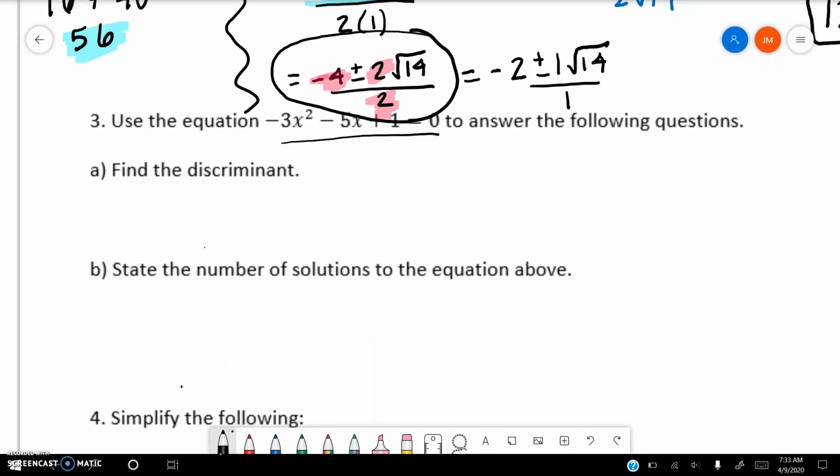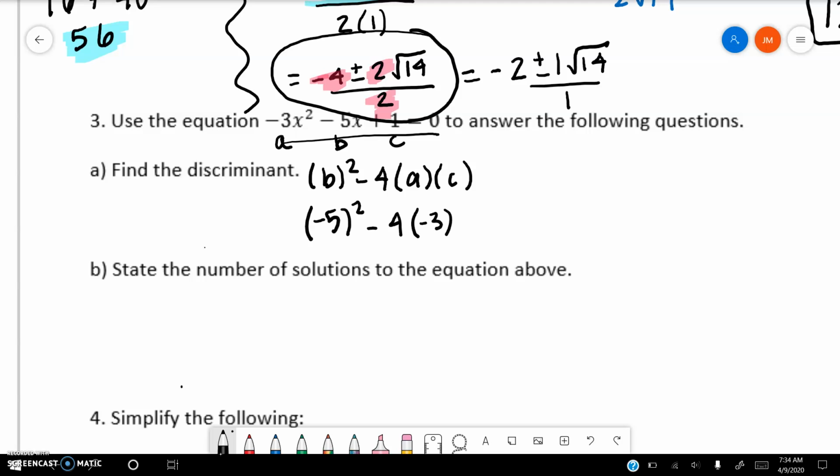This one is. So now when we're finding the discriminant, all we are doing is b squared minus 4 times a times c. So we have a, b, and c. We are just going to plug them in. So we have negative 5 squared minus 4 times negative 3 times 1. All right, I'm going to move it up here. So it's going to turn into 25 minus 4 times negative 3.